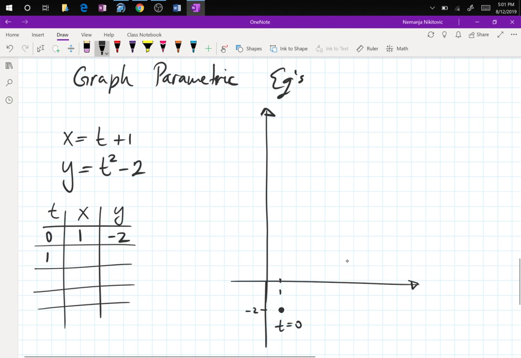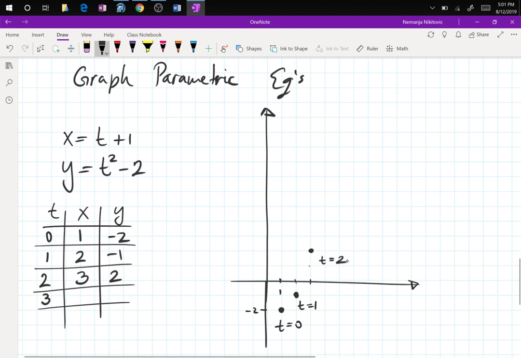And then t equals 1 second, you are going to get 2 and then negative 1. So 2 and negative 1, this location is for t equals 1 second. T equals 2 seconds is going to give me 3, and then 2 squared is 4, minus 2 is 2, so I'm going to get 3 and 2. And that's for t equals 2 seconds.